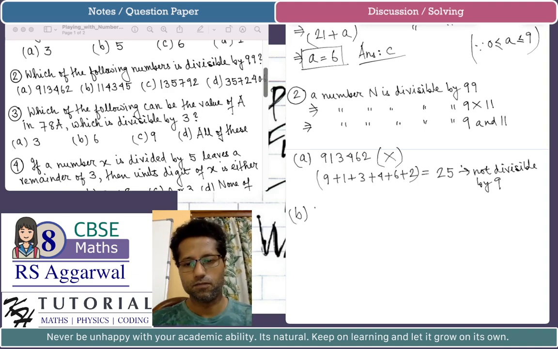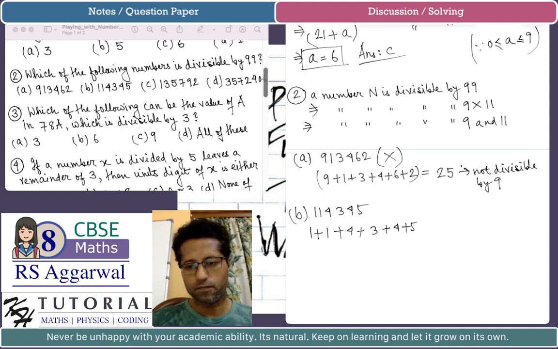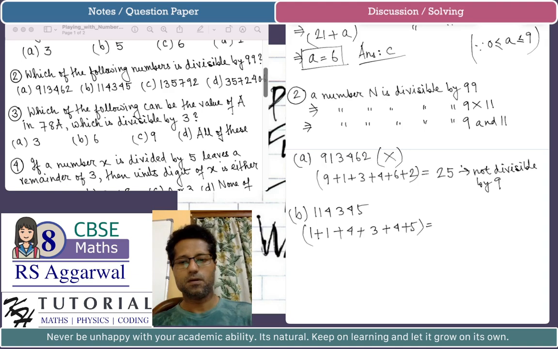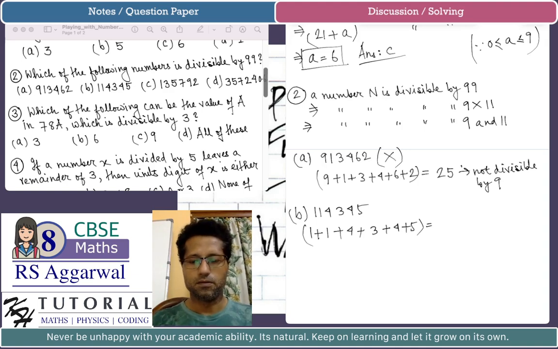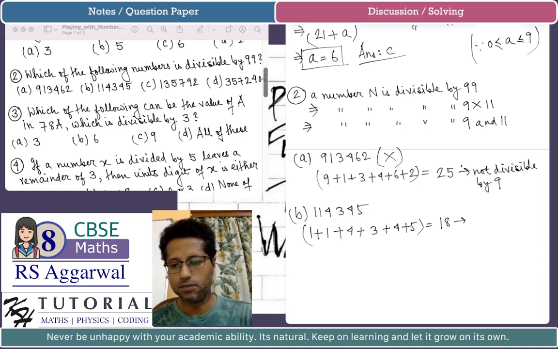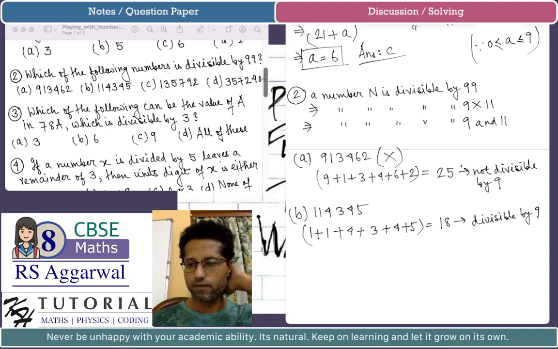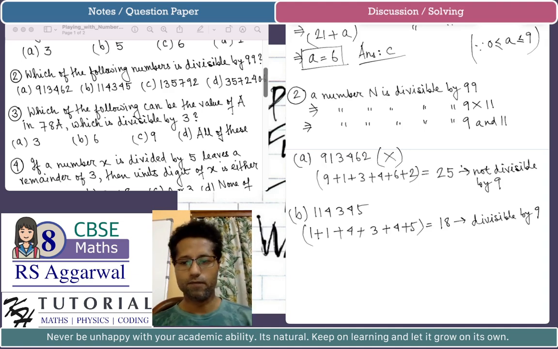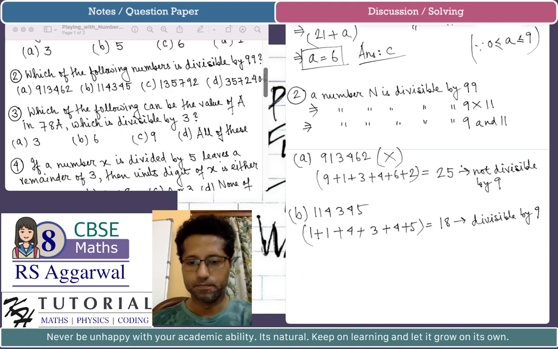Let's see what is 114345. The sum of the digits is 1 plus 1 plus 4 plus 3 plus 4 plus 5, which is 2, 6, 9, 13, 18. The sum of the digits is 18, which is divisible by 9. Hence the given number 114345 is divisible by 9. Now we have to check for the divisibility by 11.